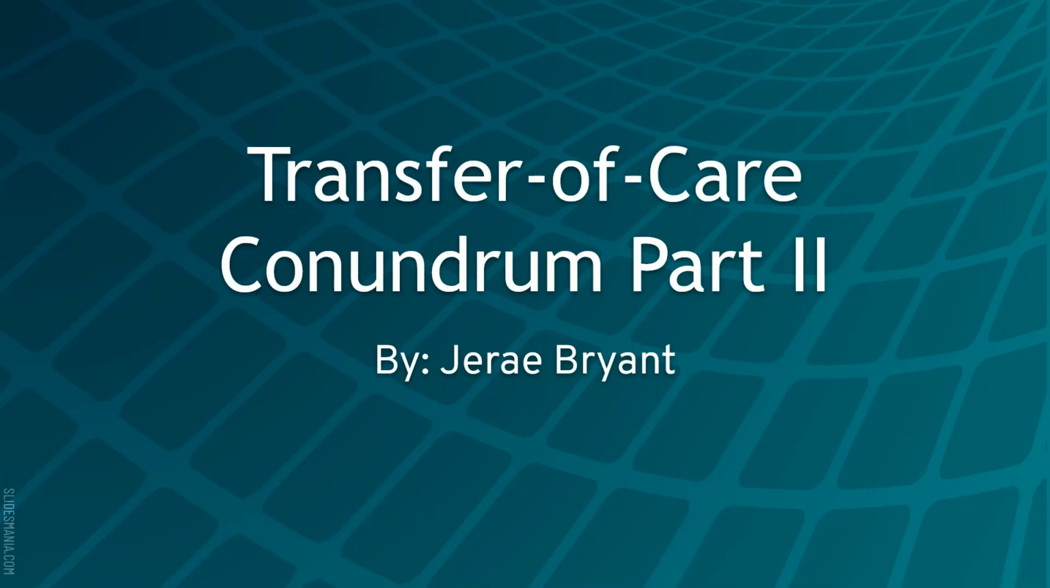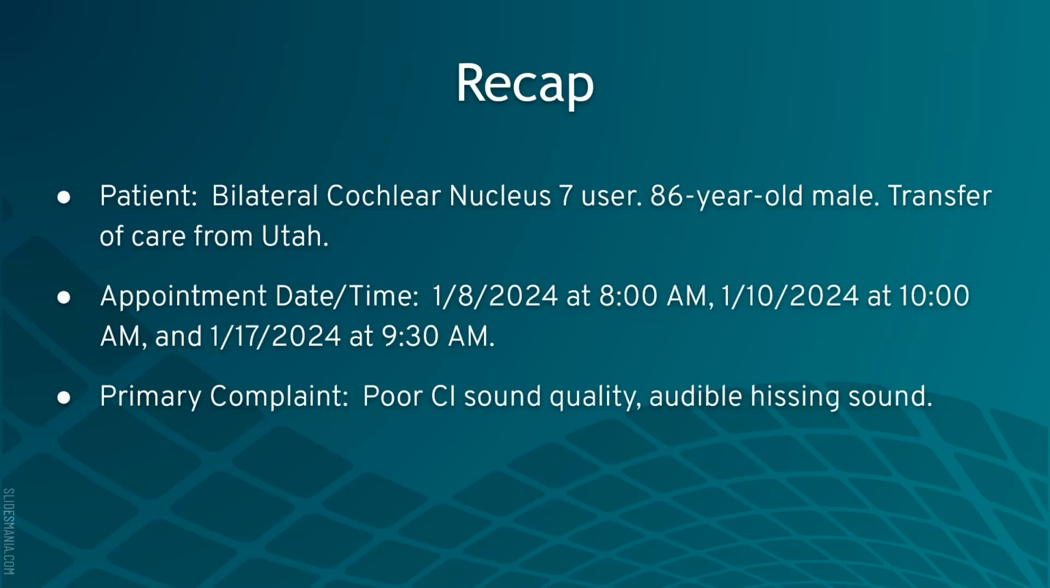So, in order for us to reestablish where we are, let's get a quick recap going. The patient has bilateral Cochlear Nucleus 7s, 86-year-old male, and he came in from Utah. The initial presentation just went over what happened on January the 8th, but now we'll continue on to January the 10th and January the 17th. And again, his primary complaint was poor sound quality from his cochlear implants and an audible hissing sound that was sort of constantly playing in the background.